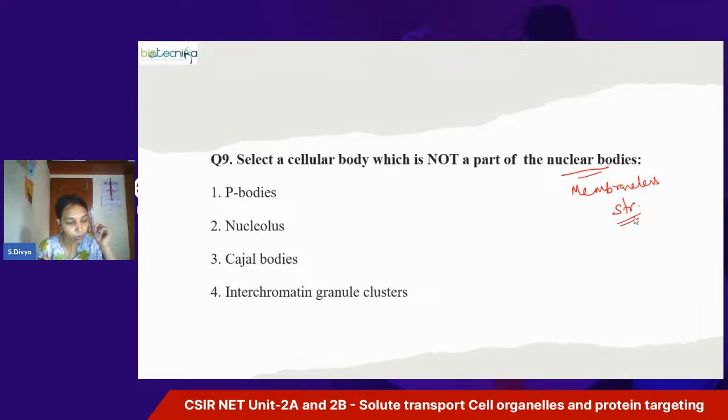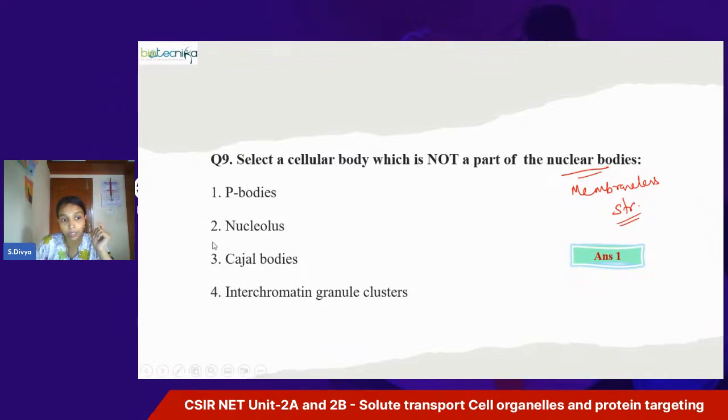So, what should be the answer over here? P bodies, nucleolus, Cajal bodies, and interchromatin granules. Yes, Kirtana, yes. I can see everyone is giving the correct answer. Is there anyone else who wants to try this question? Very easy question. See, the correct answer over here is P bodies. Now, why are we opting for P bodies?